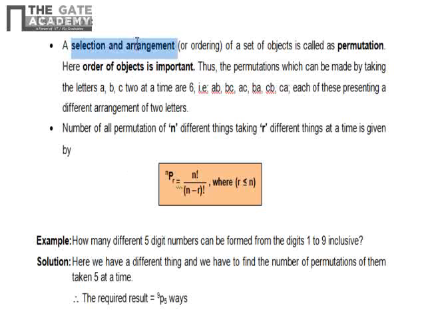So I have written this: selection and arrangement. Suppose you want to arrange these three letters by taking two letters at a time. It will be AB, also BA, BC, CB, AC, CA. Each of these represents a different arrangement of two letters. If it were combination, then there would be only three arrangements, because in combination the order of the objects is not important.